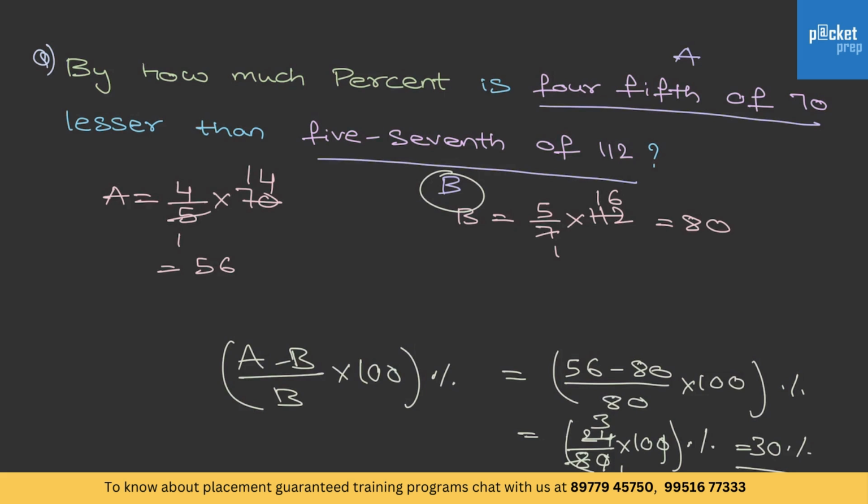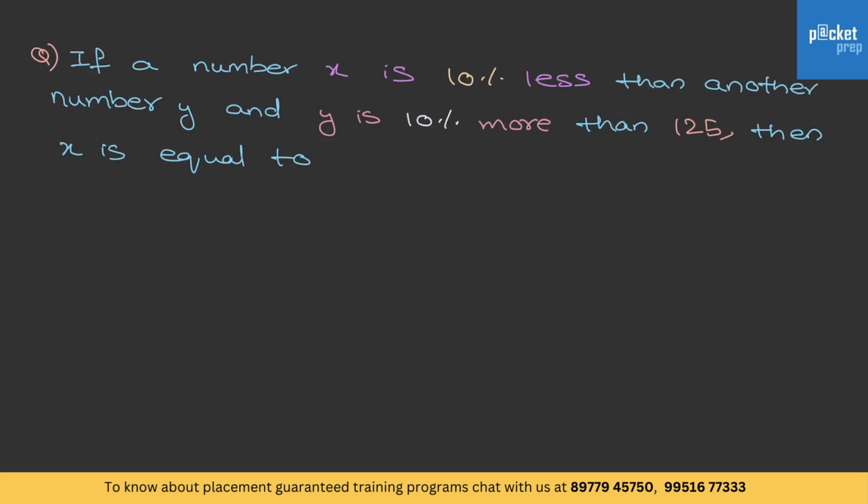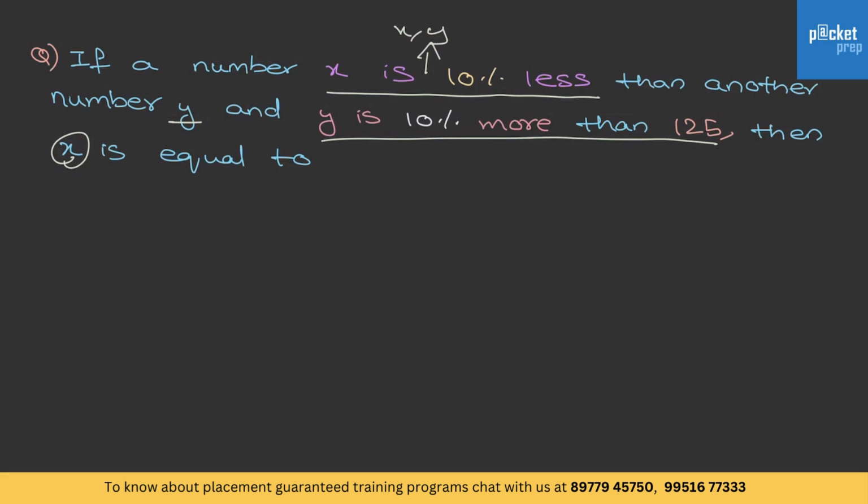Let's see another problem. In this question, given x is 10% less than another number y, and y is 10% more than 125. They're asking us the x value. So here in this question we got two relations, that is x relating with y and y relating with 125. In the first condition we have both x and y unknown. But here we already know a value, 125, and it's linked with y. So first we must find the y value and then the x value.